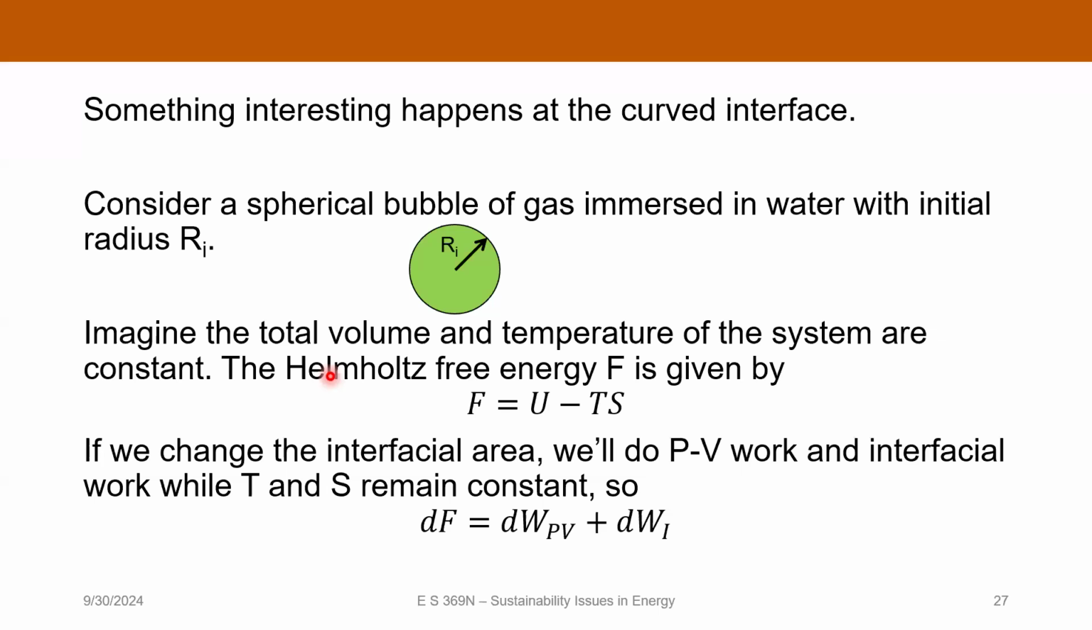Now, there's going to be two types of work that can happen here. We can do interfacial work because we have this interface, and then we can also do PV work. So if we keep temperature and entropy the same, then the only things that are going to change the internal energy are the PV work and the interfacial work. So we can write that the increment of Helmholtz free energy is the sum of the increment of PV work that's done and the increment of interfacial work. And we just saw how to define interfacial work. It has to do with the area of that interface and the interfacial tension.